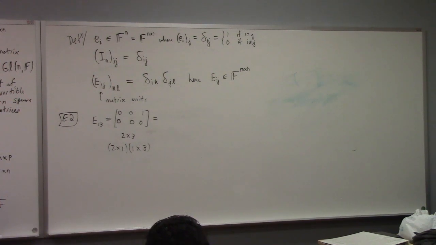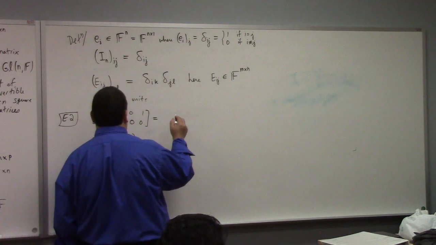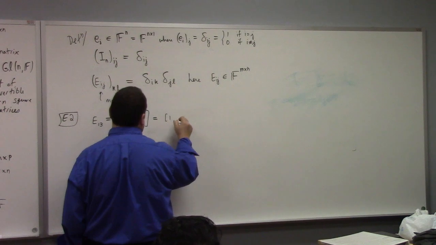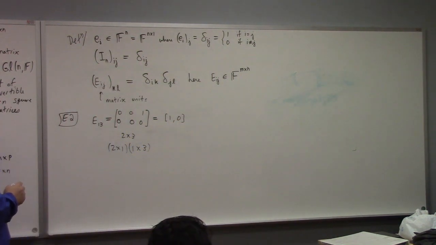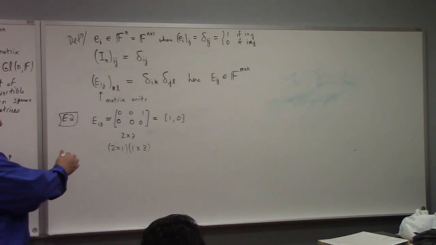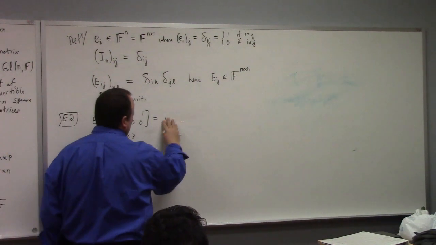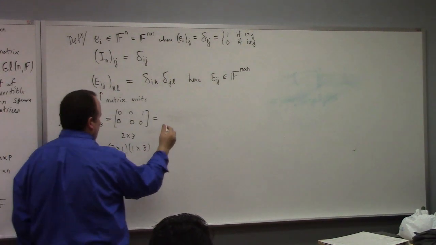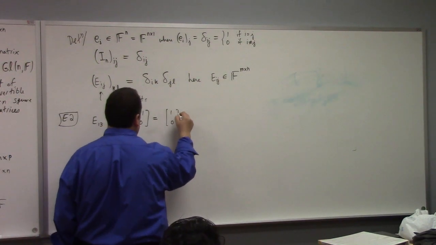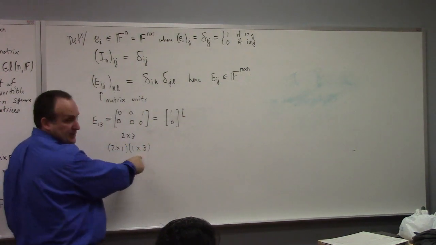Okay, so the 2 by 1 that I want is just the vector 1, 0, I think. And the 1 by 3 I want, 0, 0, 1. Oh, I'm sorry. I'm a dummy. Is this a column vector or a row vector? Grief. That's a column vector. So 1, 0. This is a 3-component row vector.